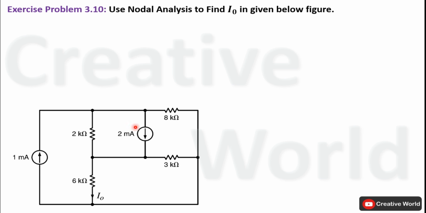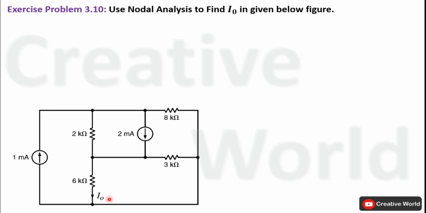This is the circuit diagram of given problem. Inside this network, we have to find the value of current through this 6 kilo ohm resistance branch labeled as I0. So without wasting time, let's proceed towards the solution of the network.